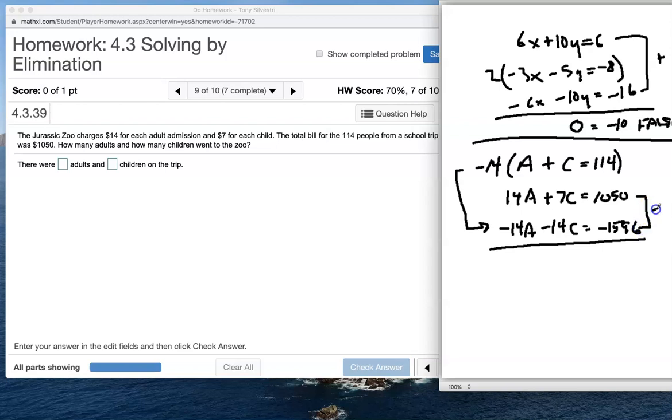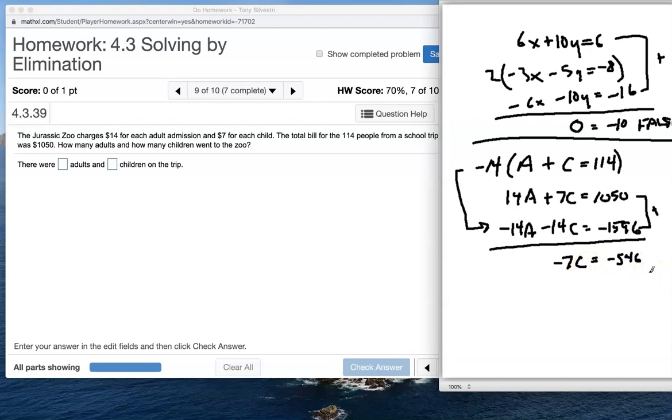Okay, now watch how it happens here. We're going to add these two equations. 14A plus negative 14A, 0A. 7C plus a negative 14C is negative 7C. And now what I'm going to do is say 1050 plus a negative 1596 is going to be negative 546. Negative 546. And now for sure, you better get a whole number because you can't have half a kid.